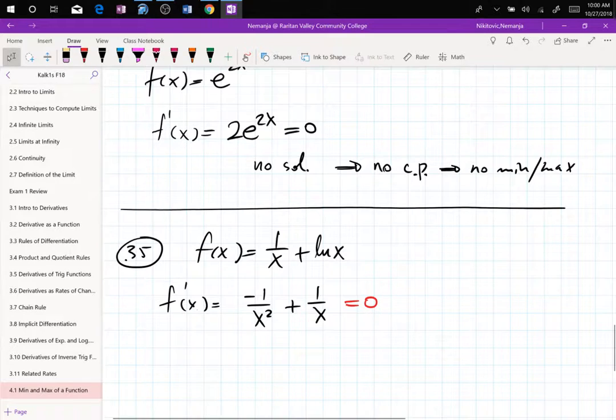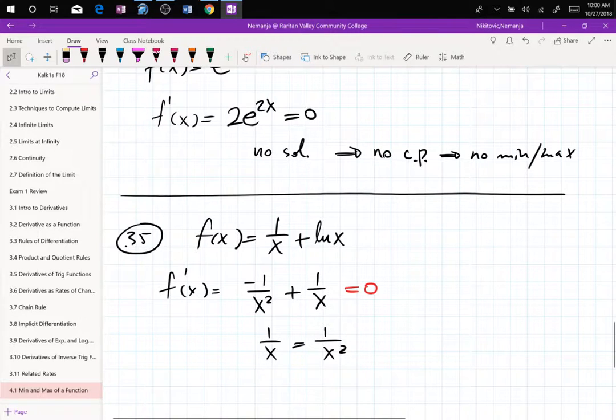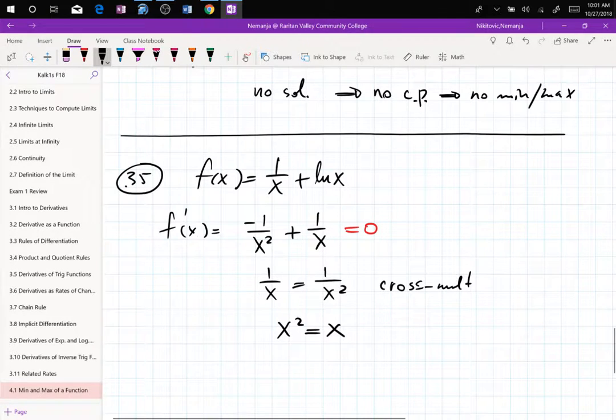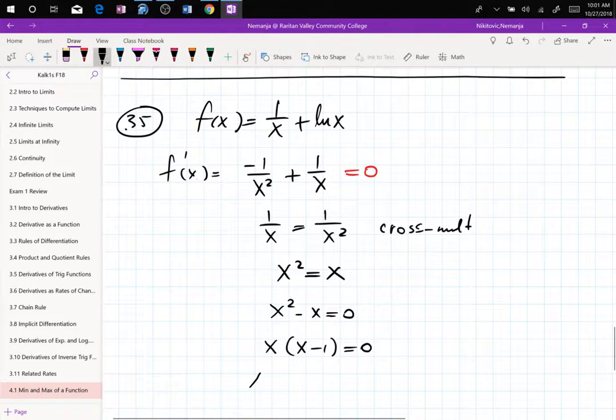So now we can shift the negative term to the right side. So we have 1 over x squared equals 1 over x, from where we cross multiply, and we have x squared equals x. Now we move x to the left, we factor x, and we have two answers here. x equals 0 and x equals 1.